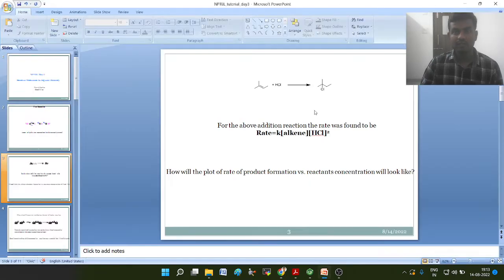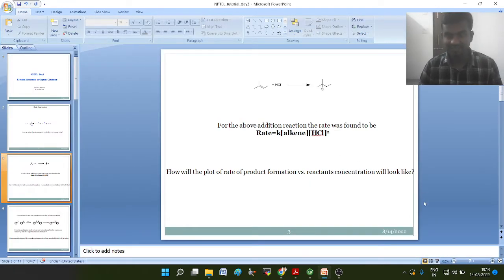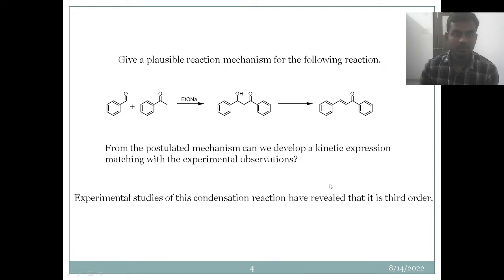Okay, now I will look into a little bigger question which I will be discussing. It will just take a little time. Okay, I'll give you some time to read the question. There are a couple of things that are noted here. So give a plausible reaction mechanism for the following reaction. So we have benzaldehyde, and then it is reacting with PhCOCH3 in presence of EtONa or EtO minus. It is forming this one coupling product, and then it is undergoing dehydration to give this alkene.